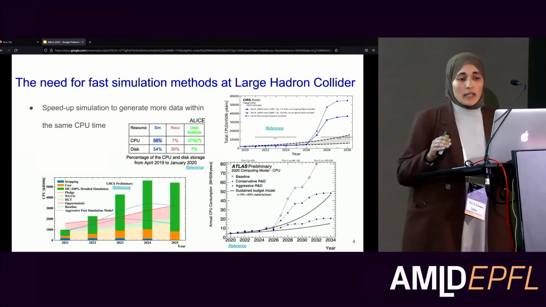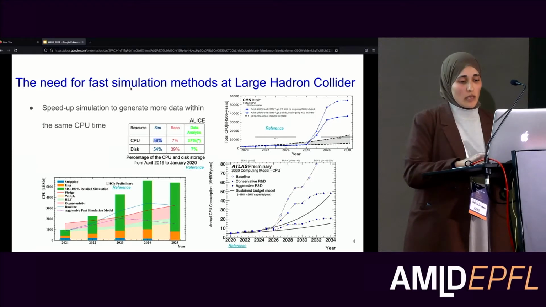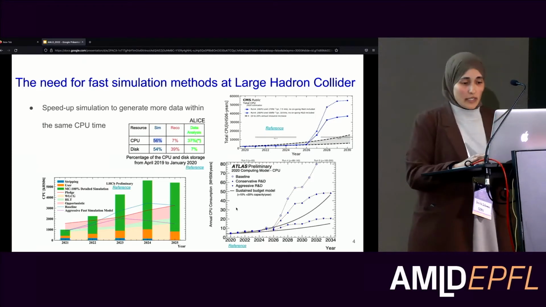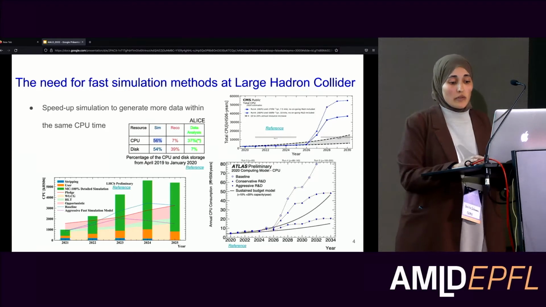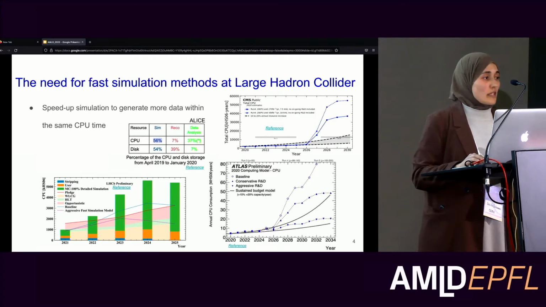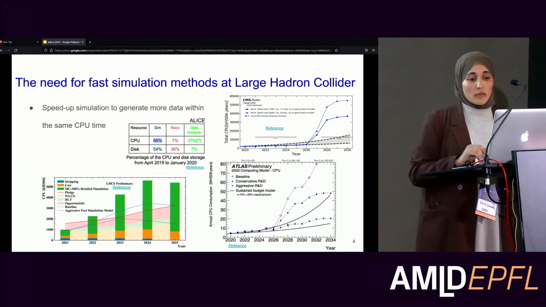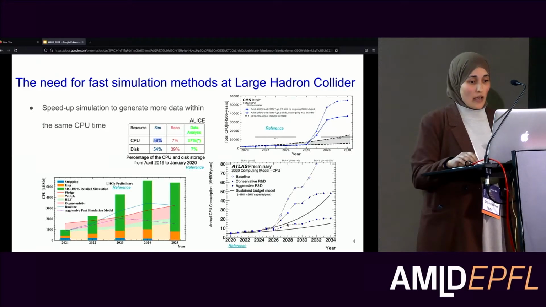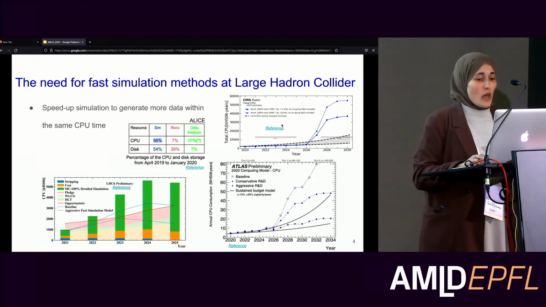So if we look at Large Hadron Collider experiments, if we take the example of ATLAS, here we have the annual CPU consumption as a function of the years. If we rely only on the full simulation, so this is the baseline, you can see that it exceeds our resources. And this is why we need a fast simulation approach. And this is the same for the other LHC experiments.